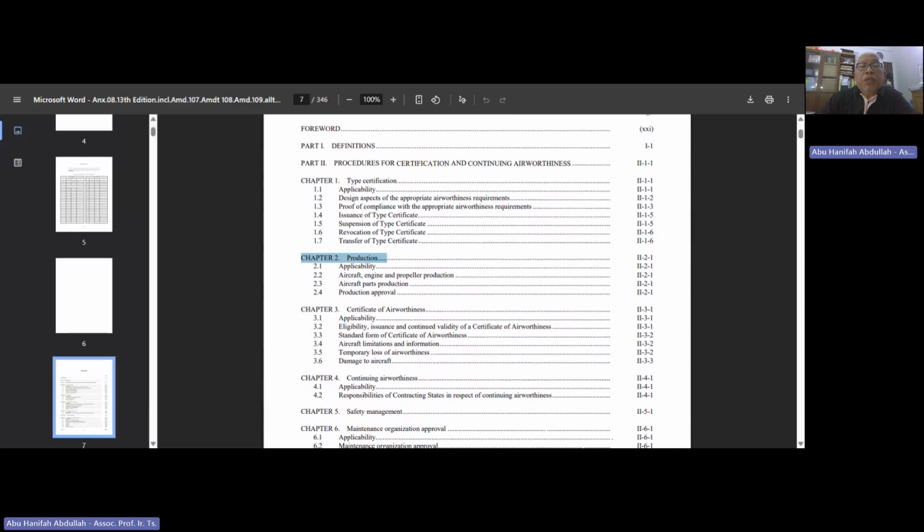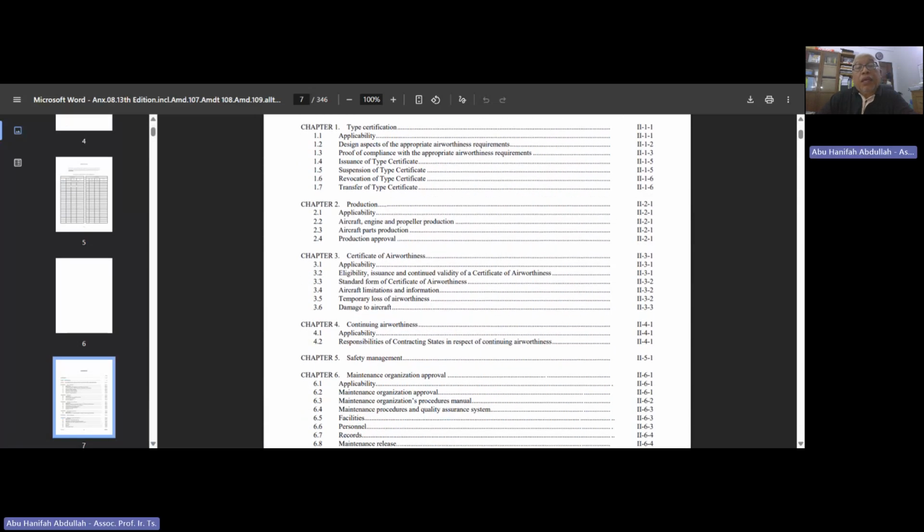So here is a procedure for the company to make aircraft, and they have to have production approval by the authority. There is only one TC for an aircraft, but there can be several production approvals in several countries. So this is how you earn the production approval to make aircraft parts and components. Once an aircraft is made and declared to comply with the TC, the aircraft is eligible for the certificate of airworthiness.